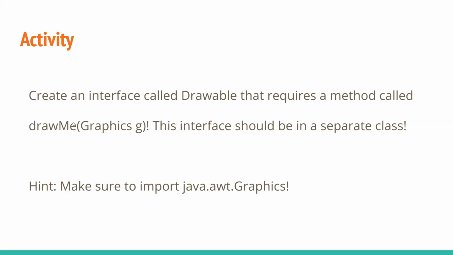Okay, so now you're going to create an interface called Drawable that requires a method called drawMe that contains Graphics g. And then this interface should be a separate class. And also you're going to have to import java.awt.Graphics.